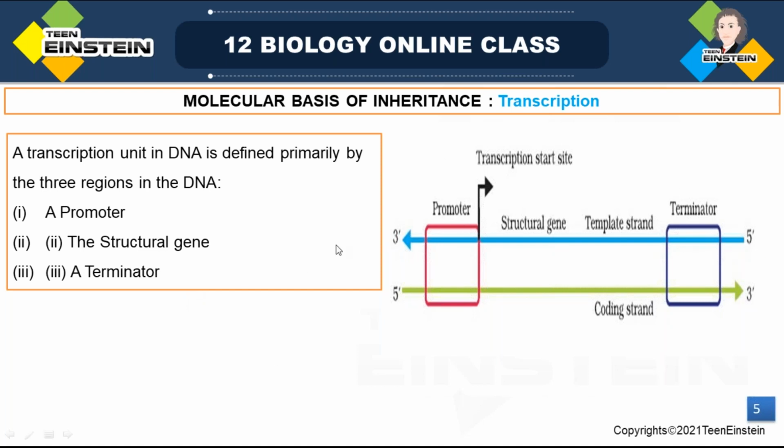Here you can see these are the two strands of DNA. This is 3' to 5', and this other one, which we are showing in green color, is 5' to 3'. Both strands of DNA you can see here. So in this you can see three regions in a transcription unit: first is the promoter, second is the structural gene, and third is the terminator. This is the promoter region, this is the terminator region, and in between the structural gene will also be present.